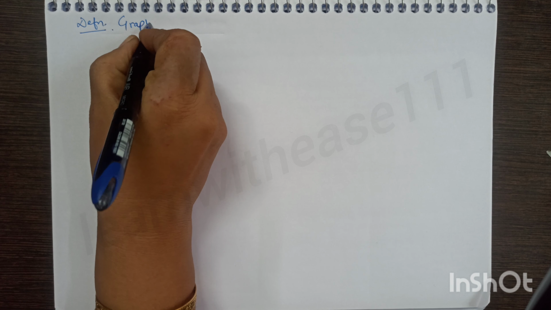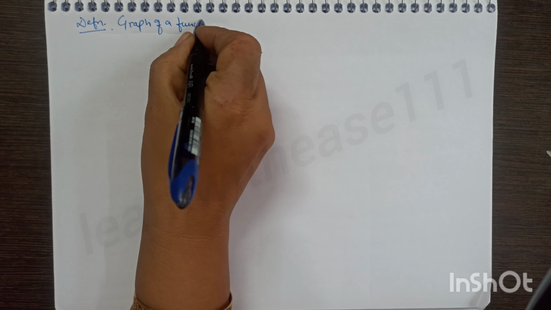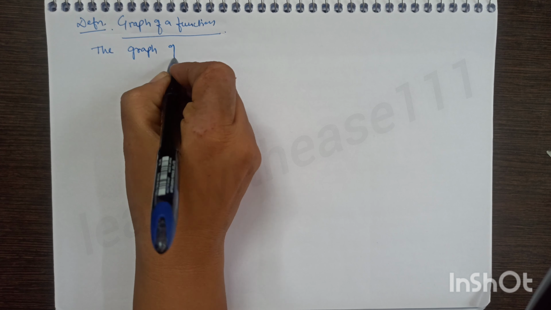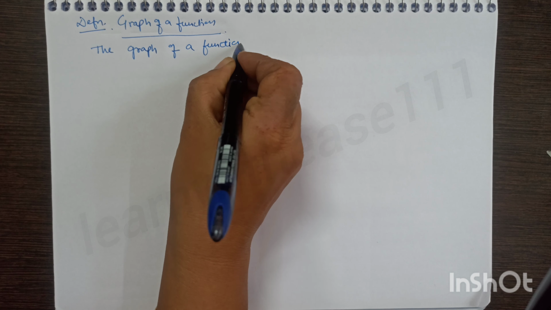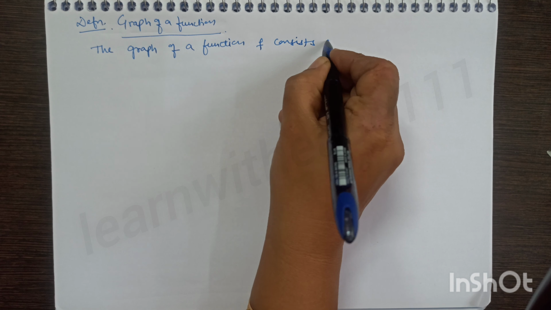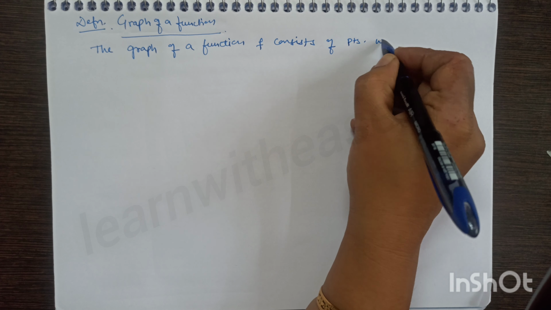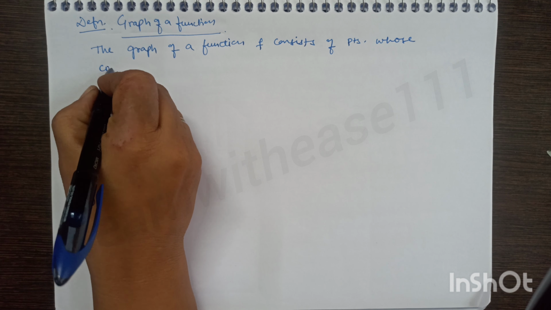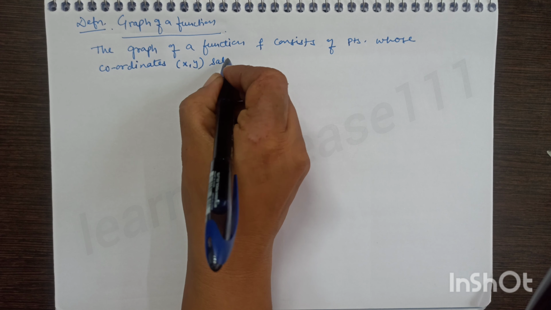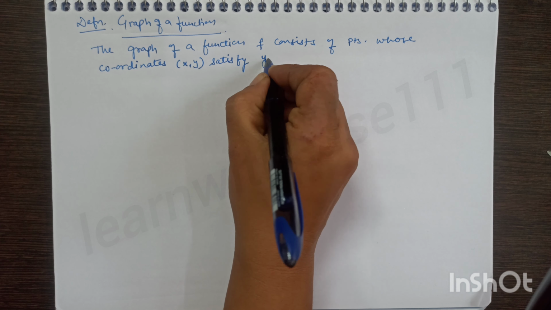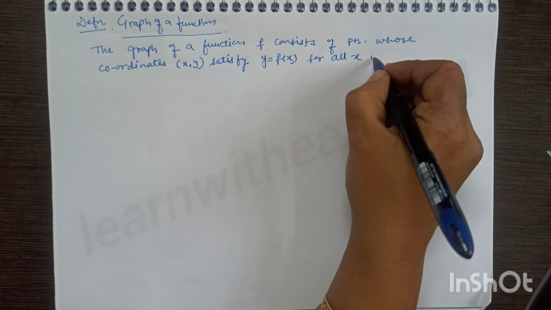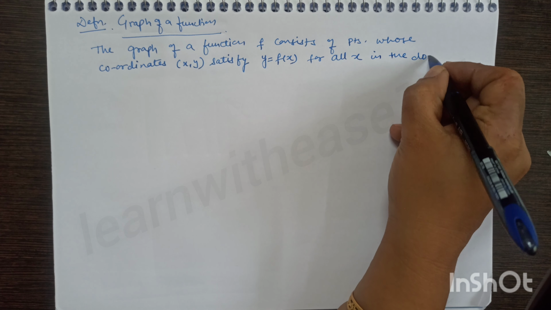So next is the definition. What is actually the graph of a function? What is the definition of this? The graph of a function f consists of points whose coordinates (x, y) satisfy the equation y equals f of x for all x which are in the domain of f.